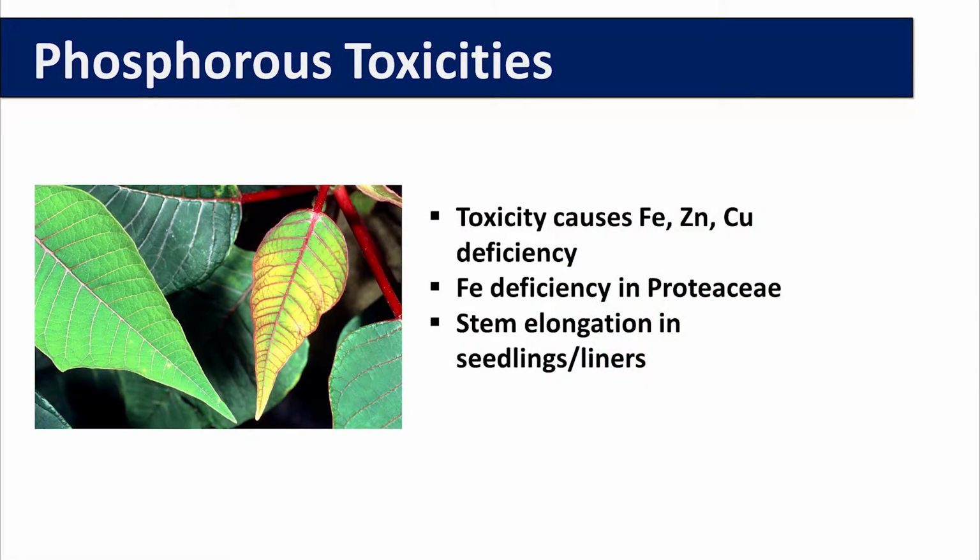Now, there can also be toxicities of phosphorus in container production. Toxicity can occur if there is excess phosphorus in the soil. This can interfere with the uptake of iron, zinc, and copper and cause deficiency symptoms of these nutrients. Phosphorus toxicity can also occur in plants from Proteaceae since they are sensitive to phosphorus.